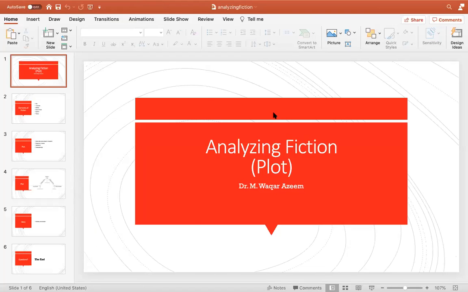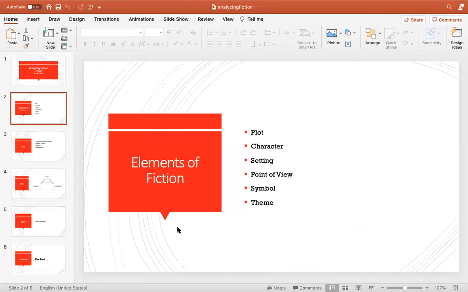All right, analyzing fiction, plot. So we are aware of what fiction is. We have been at least discussing its basics. You might recall from very initial lectures where we discussed that fiction is a narrative. Okay, to begin with, that much understanding is enough. But of course, we are going to enhance our understanding of what fiction is.